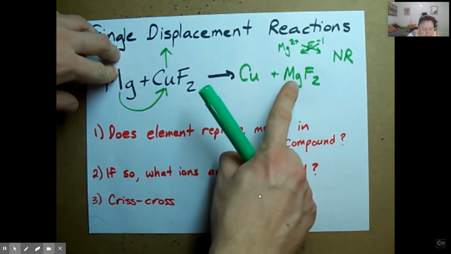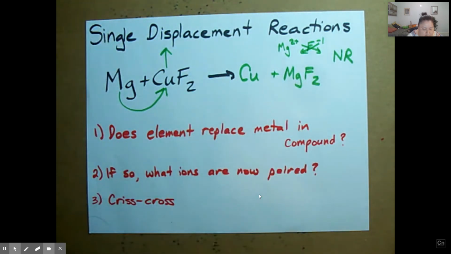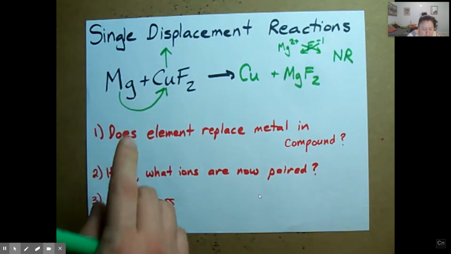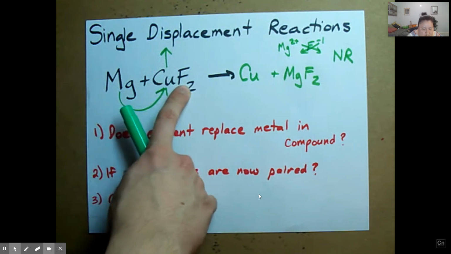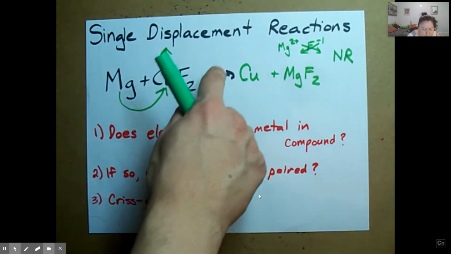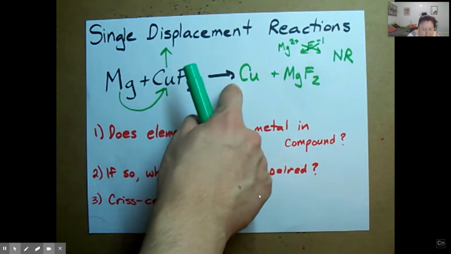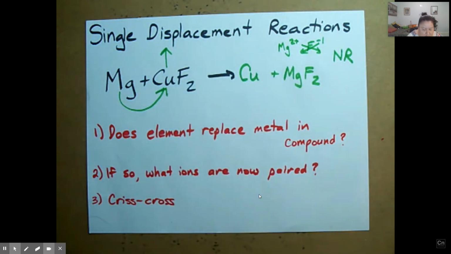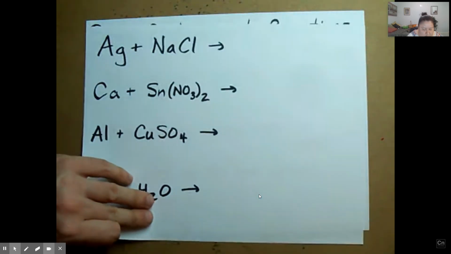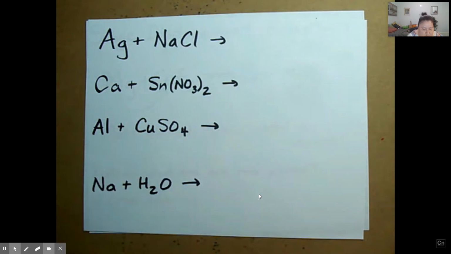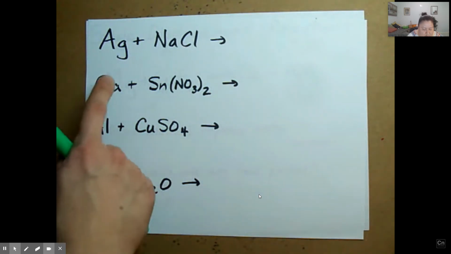Notice I didn't write the little subscript 1 because that's just convention. So, if you put solid magnesium in a solution of copper fluoride, the magnesium would replace the copper and you'd end up with solid copper and magnesium fluoride. It's kind of a cool reaction. Now, you could be asked to do this for several other reactions. Let's see what we can do as quick as we can.